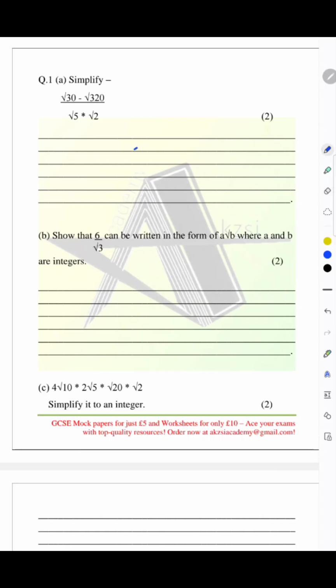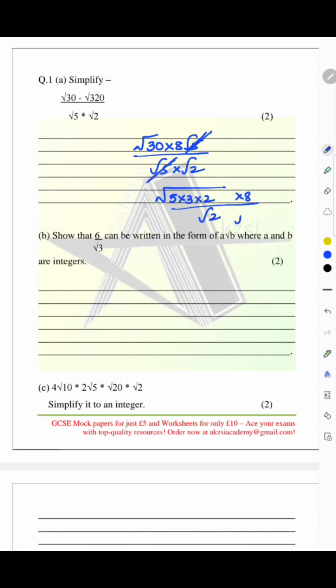Root 30 stays root 30. This is 8 root 5. This is root 5 times root 2. From here clearly I can cancel out root 5 and root 5. And root 30 can be split into 5 times 3 times 2.